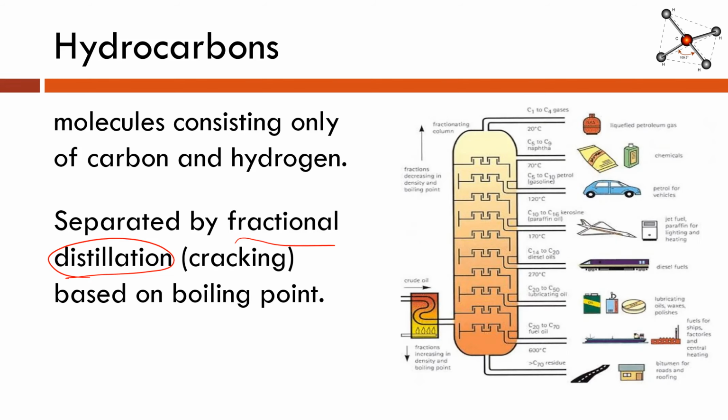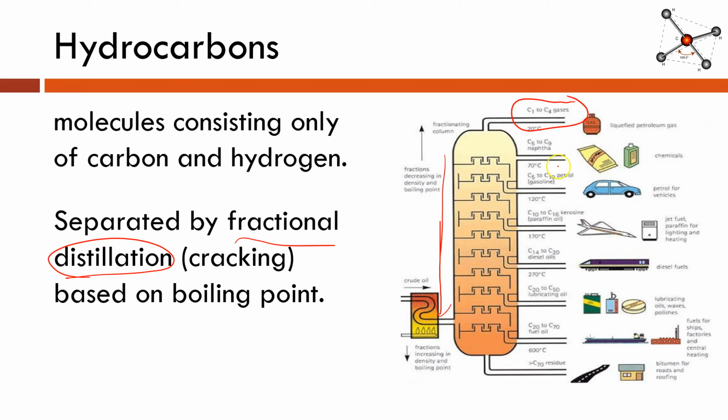Fractional distillation calls for a very large column. We're going to heat up the crude oil, and our lightest molecules, the ones with the lowest boiling point, many of which exist as gases at room temperature, are going to be able to float up all the way to the top of the column. So we've got really small carbon chains, everything from methane to butane. As we make our way down the column, we get to heavier and heavier molecules.